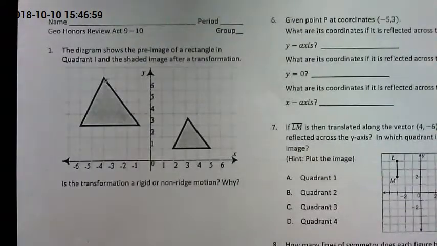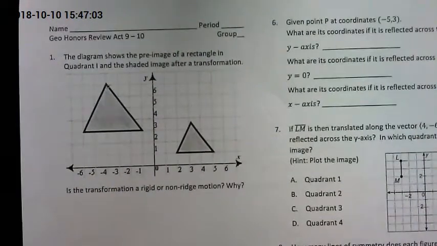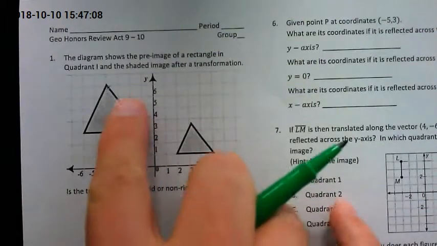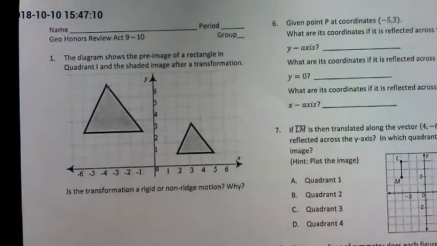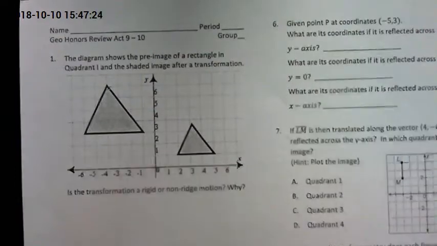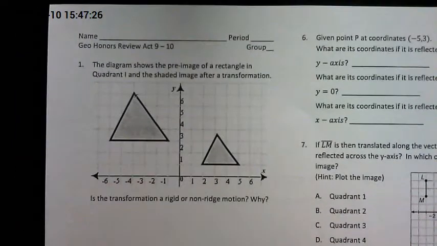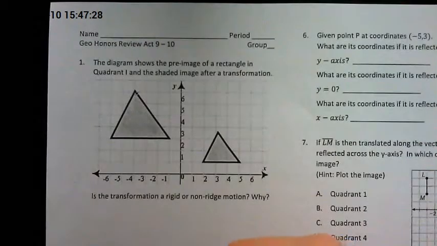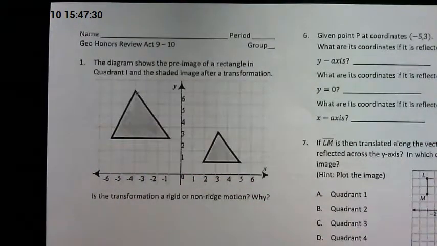Starting with the very first question on this review, it says the diagram shows the pre-image of a rectangle in quadrant 1 and the shaded image after a transformation. Is the transformation a rigid or non-rigid motion? Why? In order for it to be a rigid motion, it has to stay the same size and shape. Those are the only two requirements. So on here, do those stay the same size and shape?